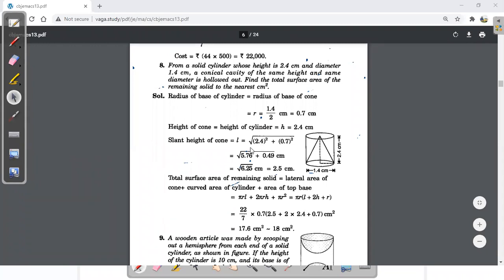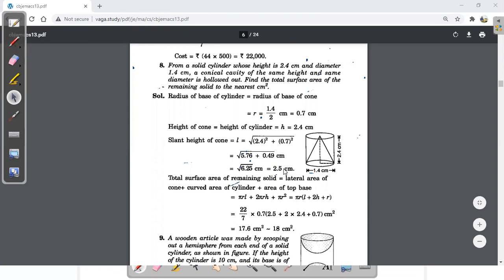Of course, here L is not given. So L square equal to h square plus r square. Height is 2.4, so 2.4 square plus radius is 0.7. So 2.4 square plus 0.7 square, we get 5.76 plus 0.49, that is 6.25. Root of 6.25, we get 2.5. So slant height is 2.5.